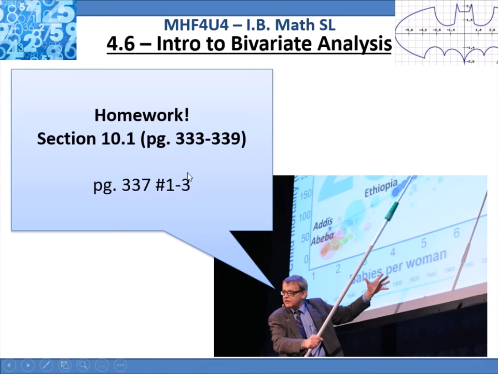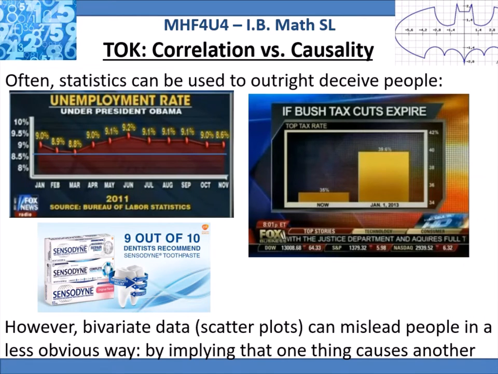Your homework for today is pretty straightforward. It's page 337, numbers 1 to 3. You're just going to be using some of the terminology that we explained earlier in the lesson, so it's pretty quick. But I did want to continue in this lesson. This is a bit of a TOK, but it's a really important one, so I'll never take it out of the course, even if we are strapped for time because of coronavirus.